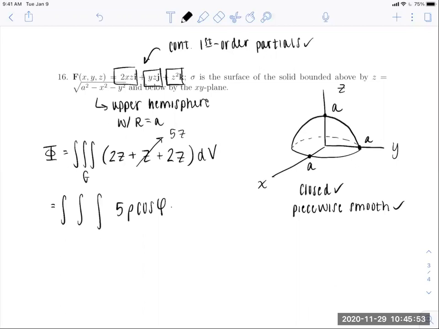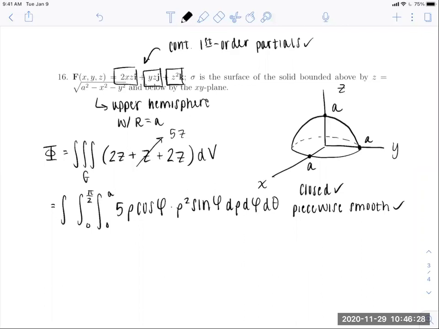And then dV in spherical coordinates becomes rho squared sine phi, and the order of the differentials is d rho, d phi, d theta. All right, so for our rho limits, our radius is running from 0 to a. Phi, remember, is the angle that you're moving from the positive z-axis. So since we're only going from z down to the xy plane, that's 90 degrees or pi over 2. So 0 to pi over 2.